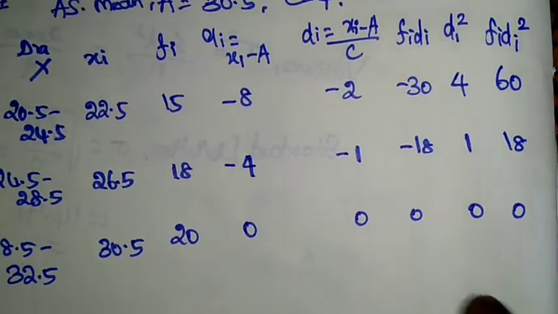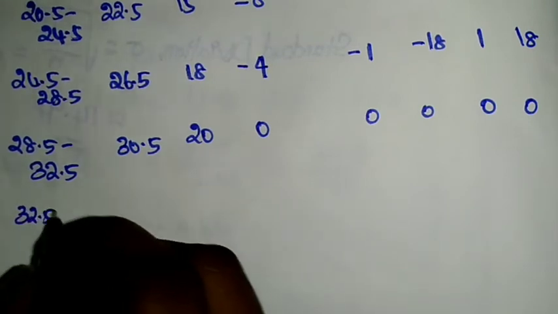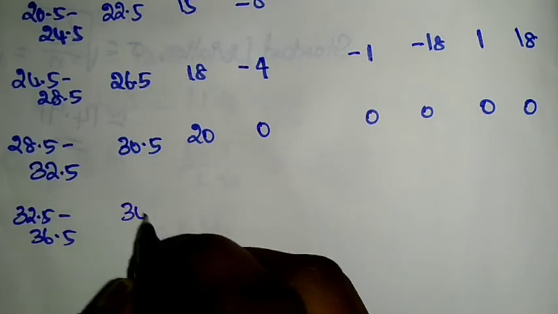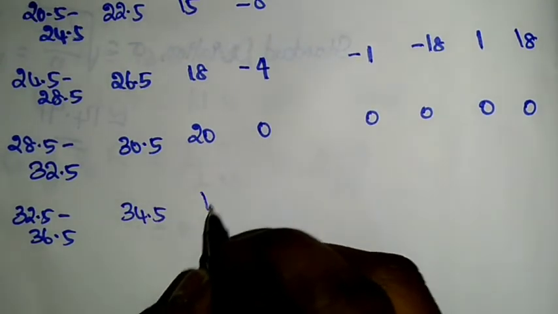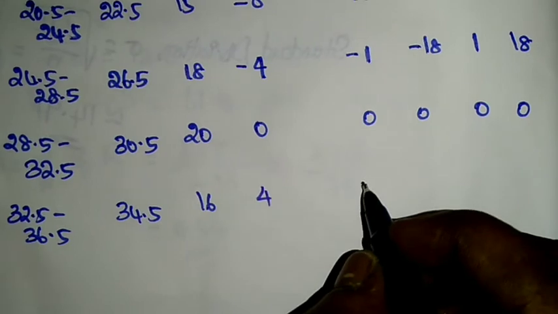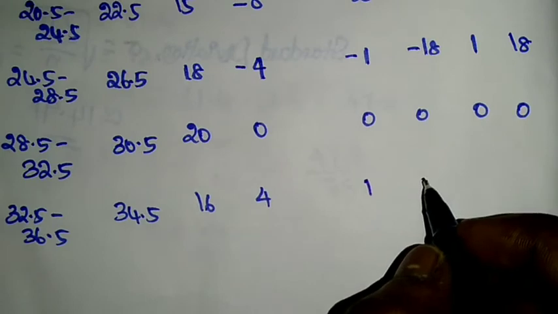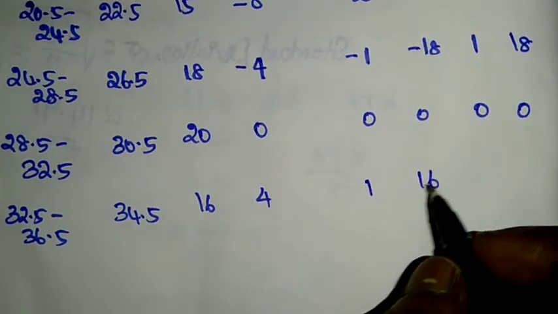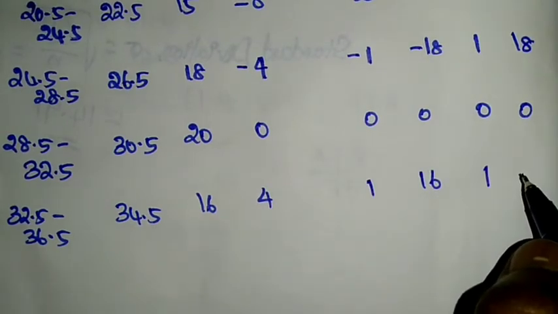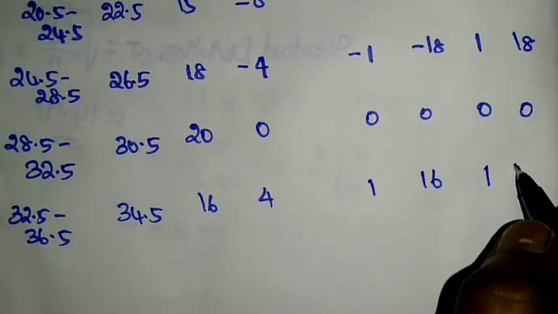Okay, now we have to find for 32.5 to 36.5. Here the middle value is 34.5 and the number of plates is 16 and xi minus a is equal to 4. So 4 divided by 4 is 1. So 16 into 1 is 16 and di square is 1, 1 square is 1. So fi into di square is 16 into 1, 16.